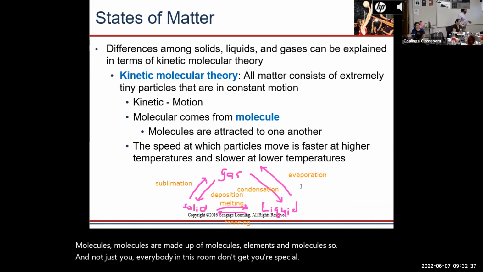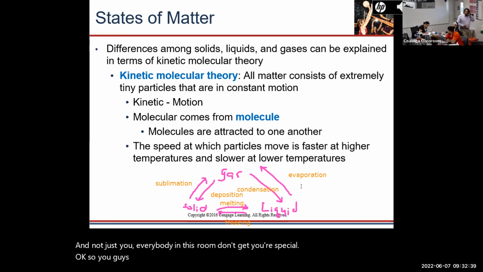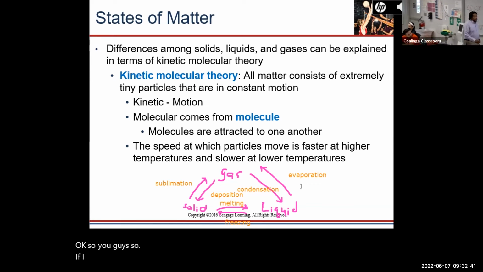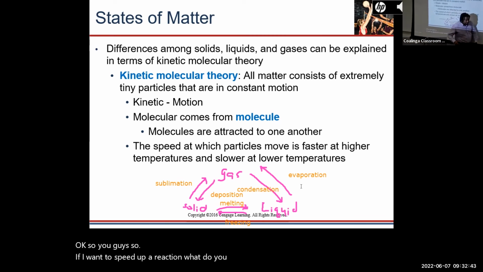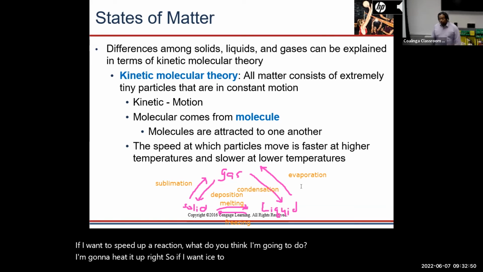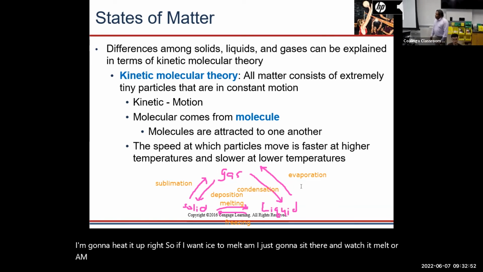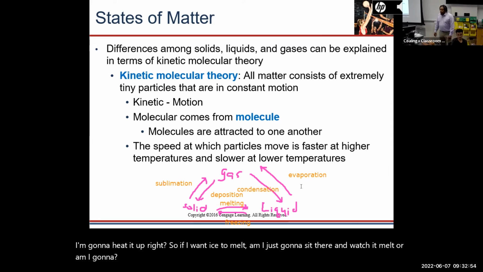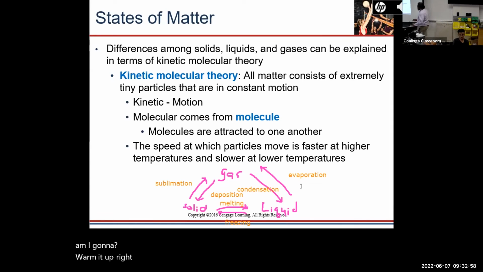Okay, so you guys getting it? So, if I want to speed up a reaction, what do you think I'm going to do? I'm going to heat it up, right? So if I want ice to melt, am I just going to sit there and watch it melt? Or am I going to warm it up, right? Okay.